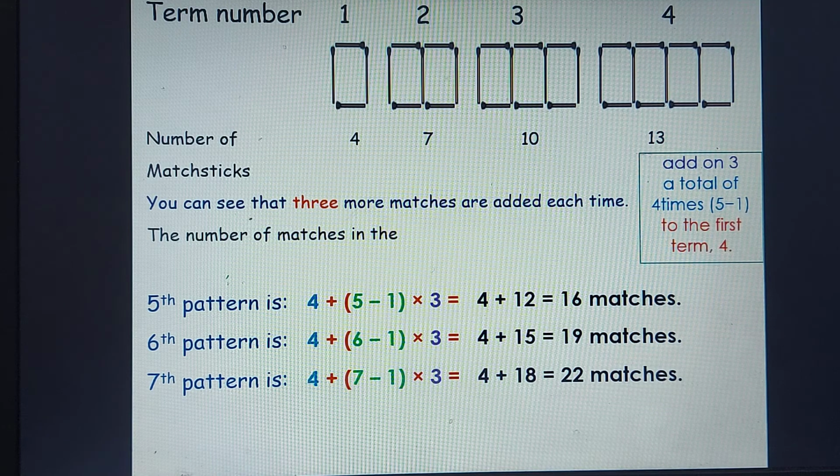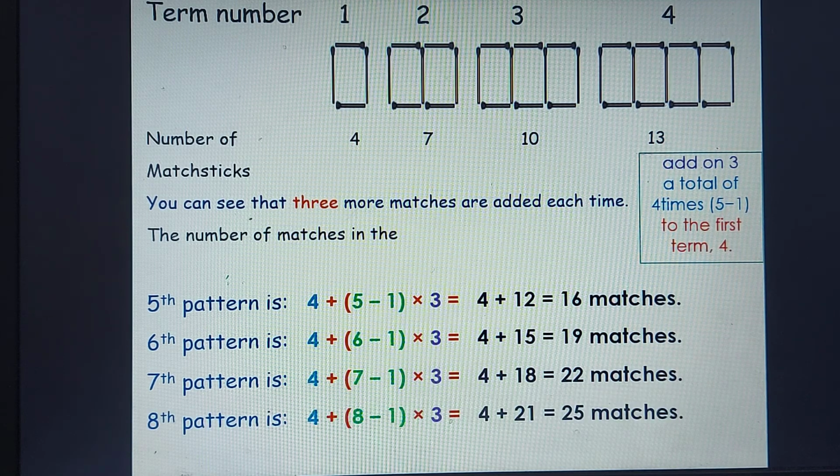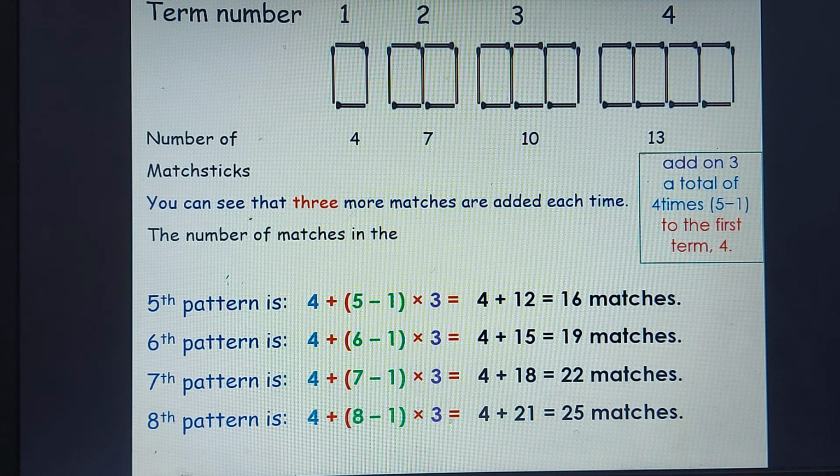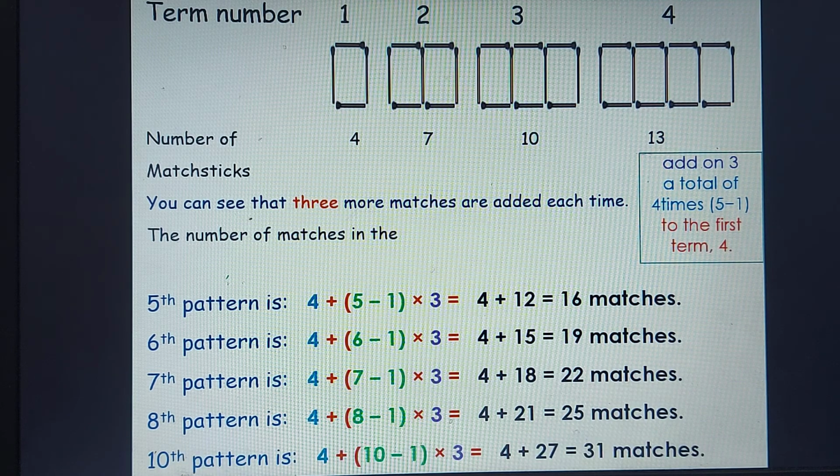To get the seventh pattern, you need to add on 3, a total number of 6 times to the first term 4. So that is 3 times 6, 18. 18 plus 4, you have 22. To get the eighth pattern, you need to add on 3, a total number of 7 times to the first term 4. So that is 3 times 7, 21. 21 plus 4, 25. So I want us to skip 1. Let's move to the 10th pattern. So you need to add on 3, a total number of 9 times to the first term 4. So that is 3 times 9, 27. 27 plus 4, 31.